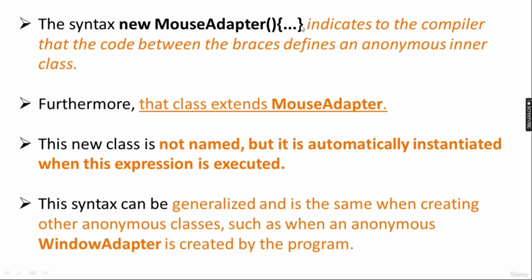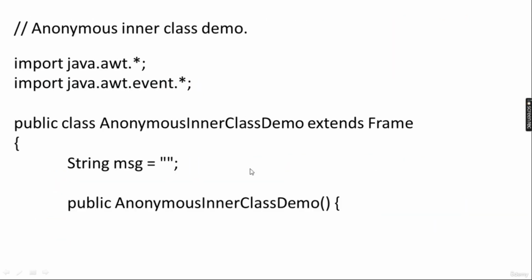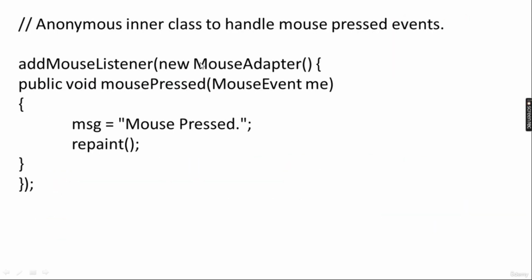New mouse adapter indicates to the compiler that the code between the opening and closing curly braces defines an anonymous inner class, and that class extends mouse adapter. So this new class is not named, but it is automatically instantiated after opening and closing these brackets. Then this expression is executed. How are we writing this? Like new mouse adapter. So instead of writing the class name, we are directly instantiating using new mouse adapter, opening and closing.